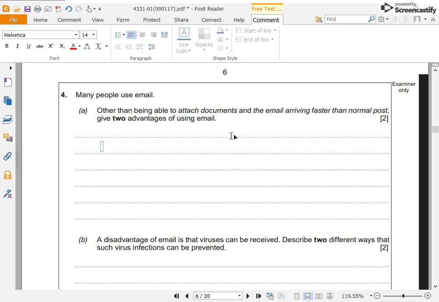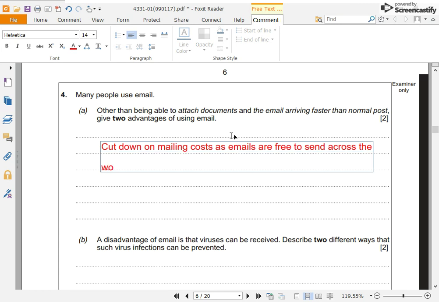Okay, so we could talk about the cost saving. So this could cut down on mailing costs, as emails are free to send across the world. Post can be quite expensive. Okay, so consider I haven't just said cheap to send, I've actually gone in and I've written quite a bit. We need 2 more. Oh, sorry, 1 more.